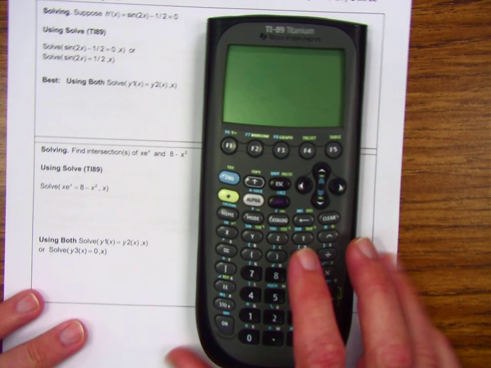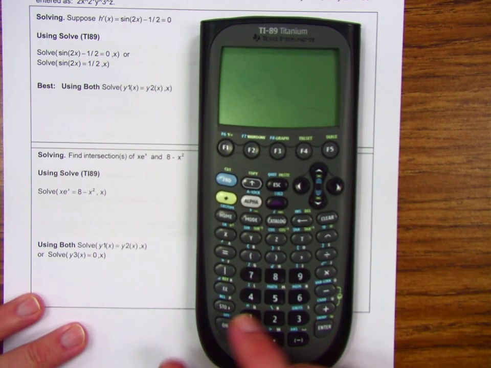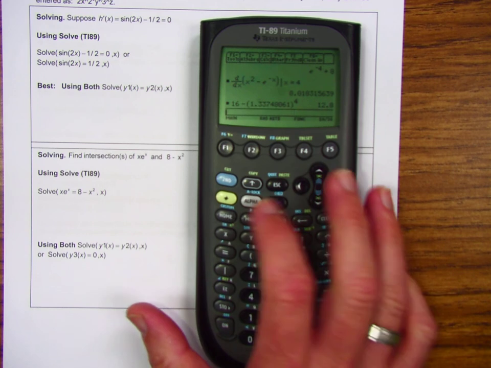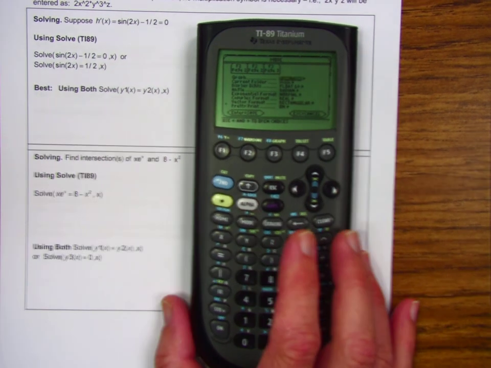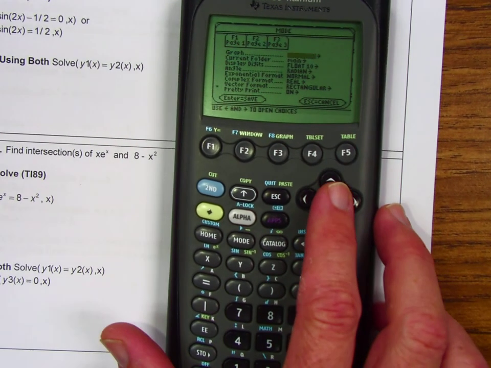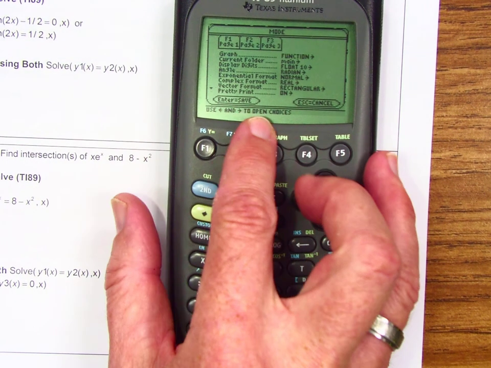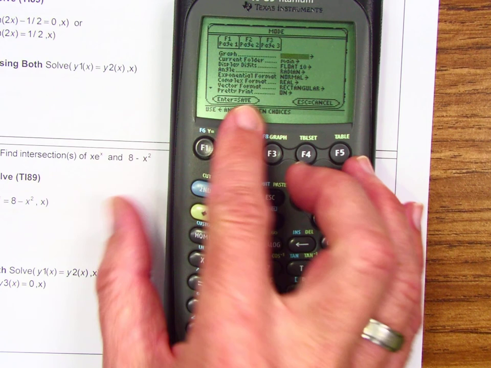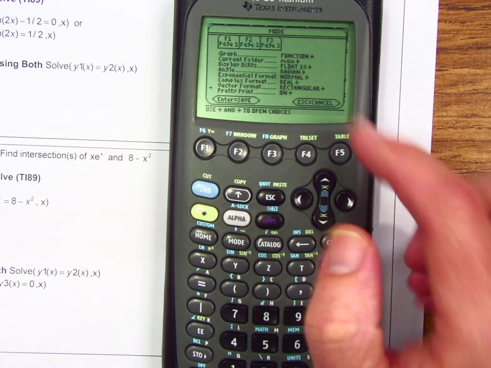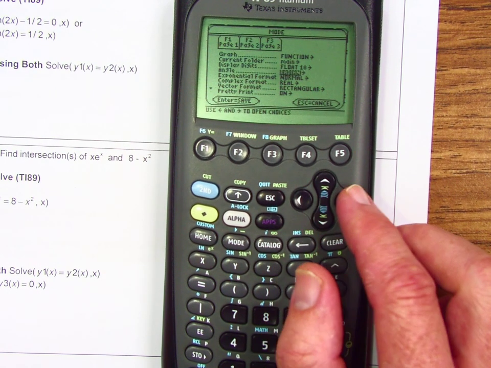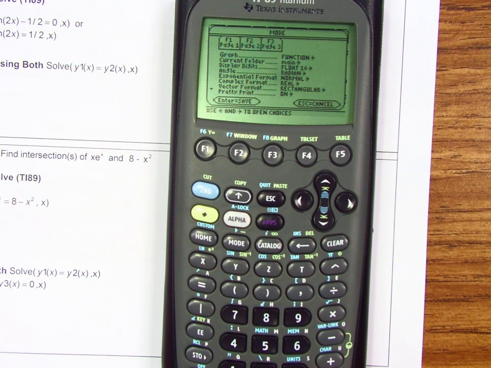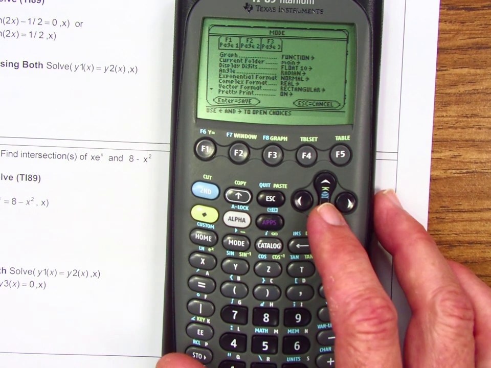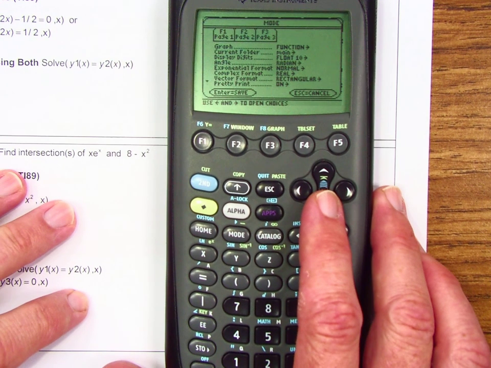So the first thing we have to make sure we do is go to the mode. If I go to the mode, I'll zoom in a little bit. By the way, anytime we save anything here, you have to make sure you press enter. We want to keep it in function. You always want to be in radian mode. You do not ever want to be in degrees in this class, so please make sure you put it into radian mode. I think the default is degrees.